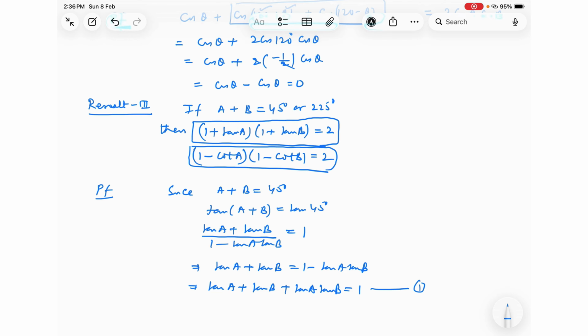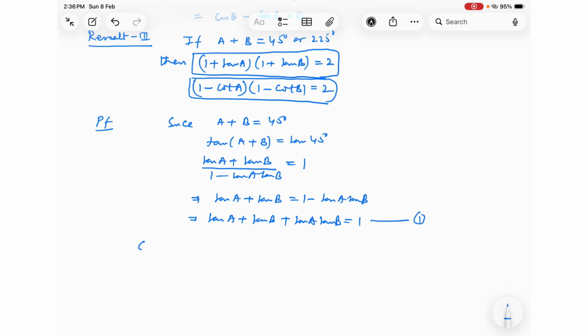Now consider (1 plus tan A) into (1 plus tan B). This is equal to, opening the brackets, 1 plus tan A plus tan B plus tan A tan B. Now when you multiply both, we get 1 plus tan A plus tan B plus tan A tan B. Now see this particular term.